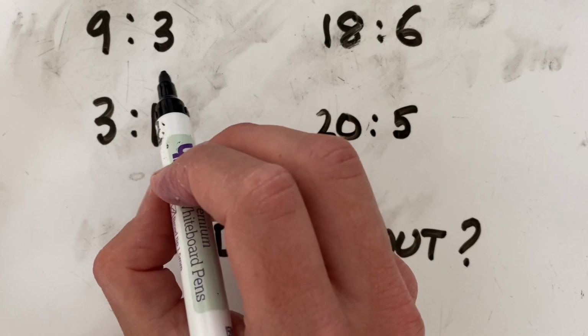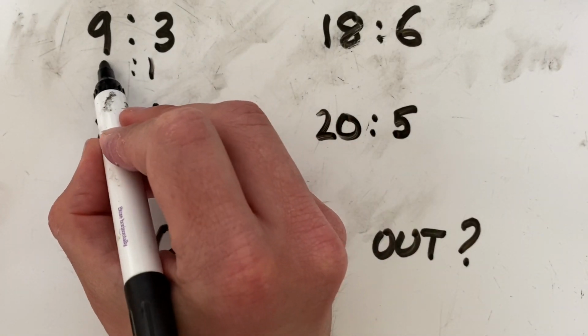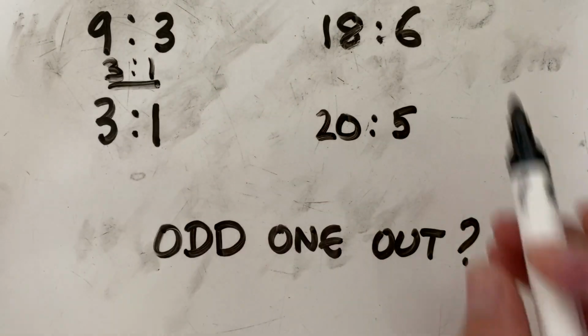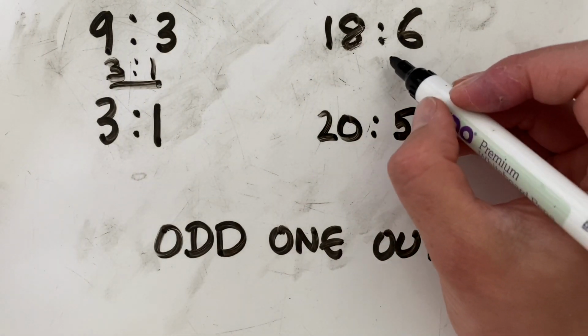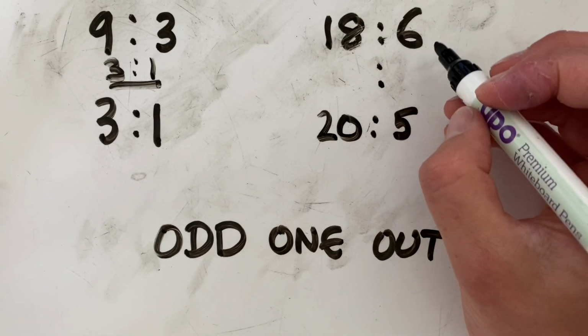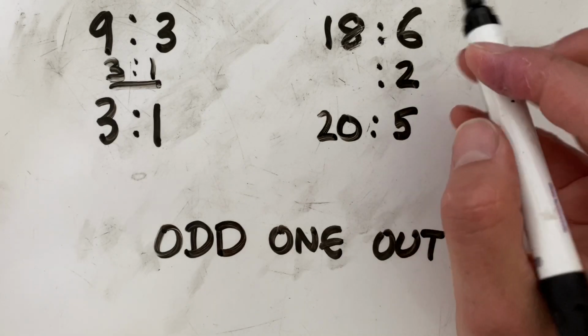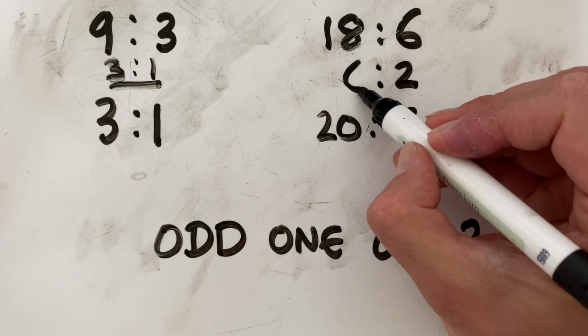So 9 to 3, it's in the 3 times table. How many 3's go into 3? 1. How many 3's go into 9? 3. 3 to 1. 18 to 6. Again, it's a 3 times table, isn't it? So, how many 3's go into 6? 2 of them. How many 3's go into 18? Well, that would be 6 of them.